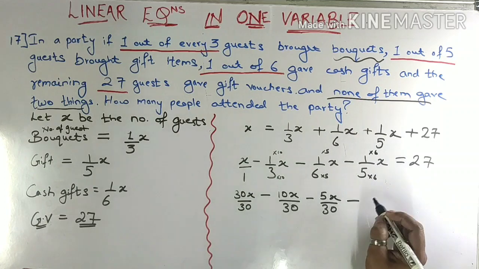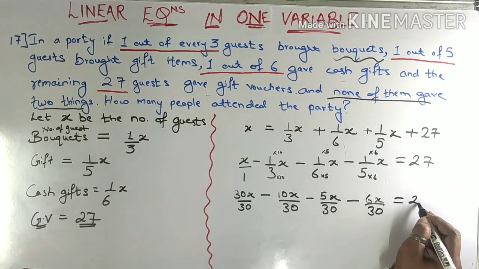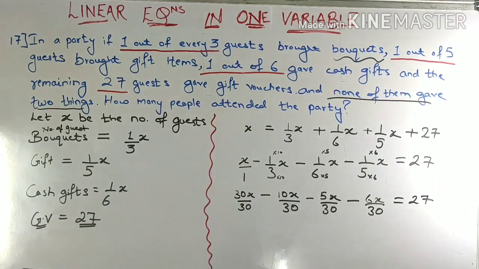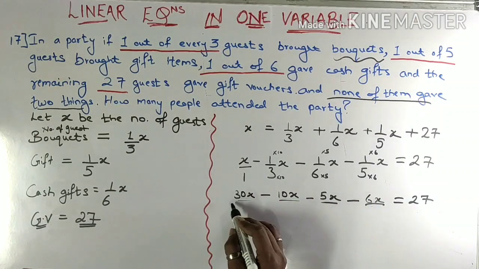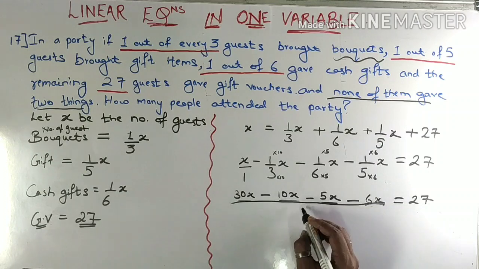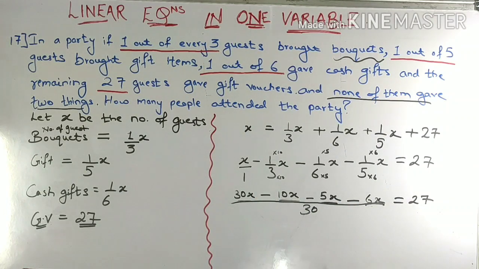Over numerator also will be multiplied by 6. So 6x upon 30. This gives me 27. Now since the denominators now are same, I can operate them or take it as common and solve the numerator. In the same step, I can take this 30 on the other side and multiply it with 27. But I don't want to jump 2 steps at a time. So let's find the solution to this.